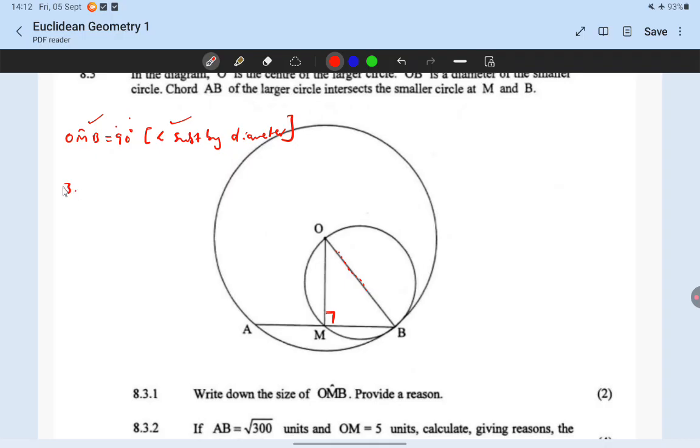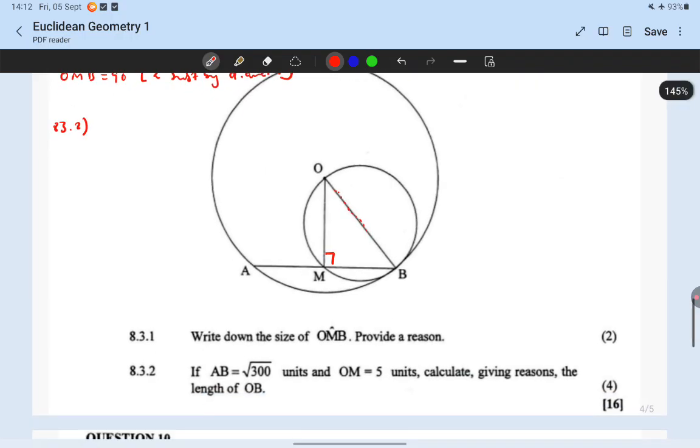8.3.2 now. If AB is equal to root of 300 units and OM is equal to 5 units, calculate, giving reasons, the length of OB. So now we can see that in this larger circle, this chord is perpendicular to the line drawn from the center. So what do we know? A line drawn from the center perpendicular to the chord bisects the chord.